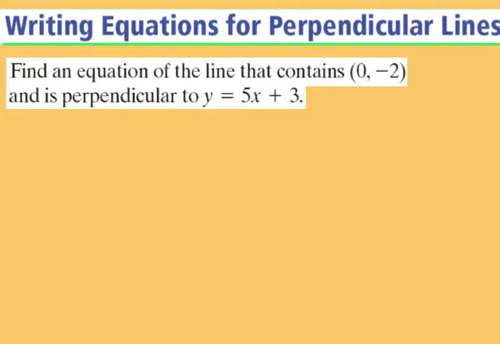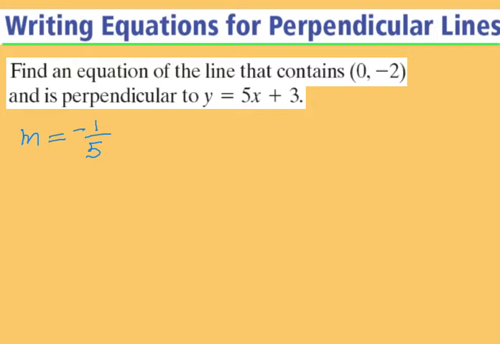So now let's look at an example where we're trying to write the equation of a line. It wants us to find an equation of a line that contains, so if you remember from yesterday's lesson, that means it goes through the point (0, -2), and is perpendicular to this line that's described here, y equals 5x plus 3. So this line has a slope of positive 5. If I want a line that is perpendicular to that, I want the opposite reciprocal of 5. So the opposite reciprocal of positive 5 would be negative 1/5.